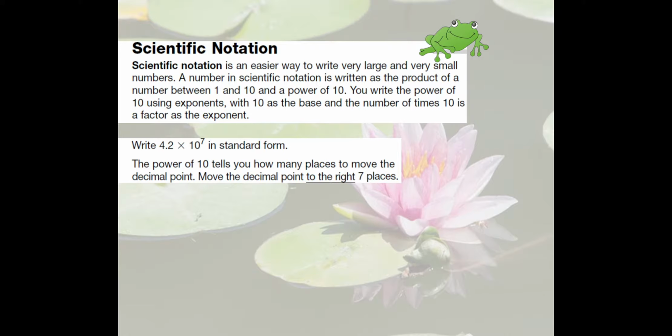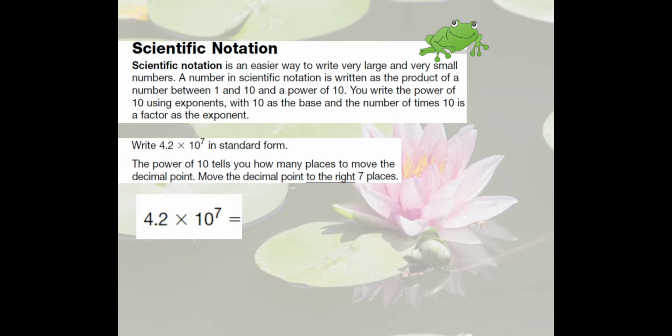For example, I have 4.27 multiplied by 10 to the power of 7. This number is represented in scientific notation, and I need to write it in standard form. The power of 10 tells you how many places to move the decimal point. Here, the exponent is 7. This means the decimal point has to jump to the right 7 times.